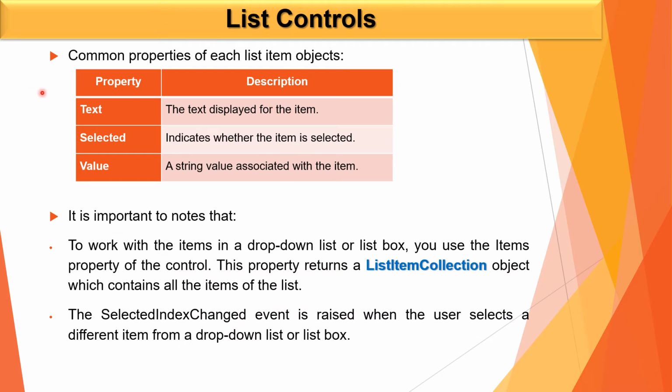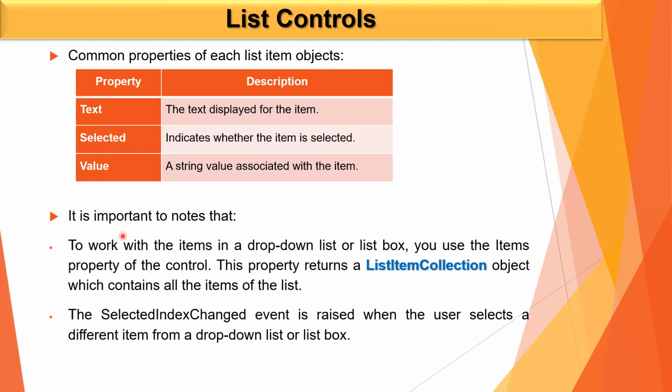What are the common properties of each list item's object? These are the common properties: text, selected, and value. Text will be displayed for the item. Whatever the text, you have to give the item caption, that is the item name. Then selected indicates whether the item is selected or not. Then value is a string value associated with the item.